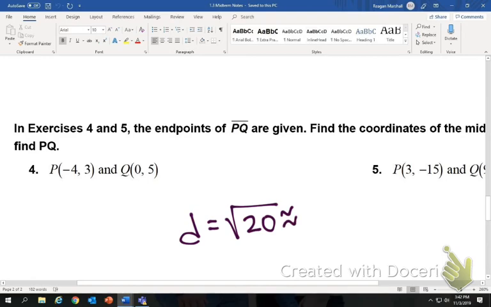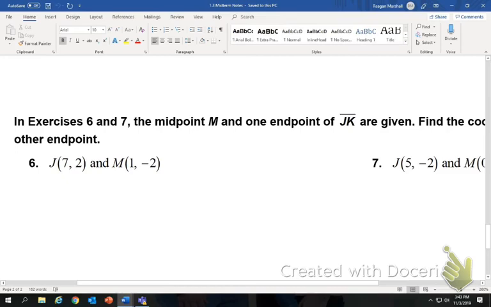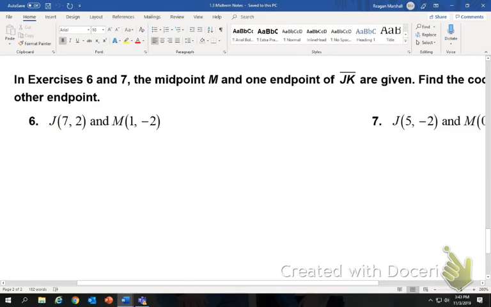The square root of 20 is 4.5. We're going to leave the second one for tomorrow. We will, however, do the bottom if you're in honors. If you are not in honors, this is where you will stop. But again, if you are in honors, these last two are in the exam. So, honors.